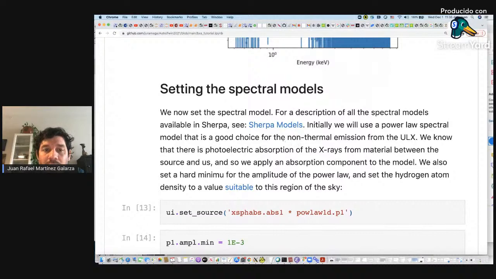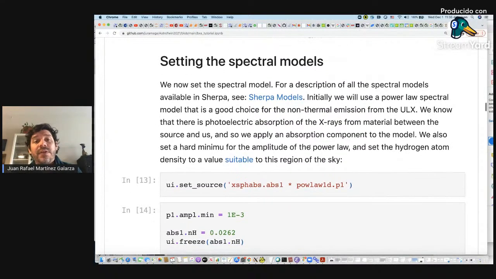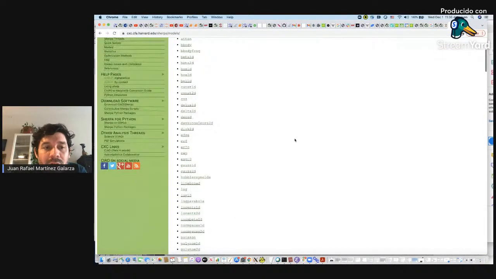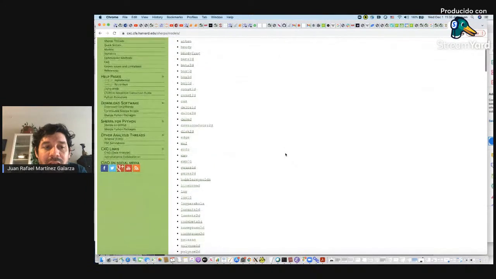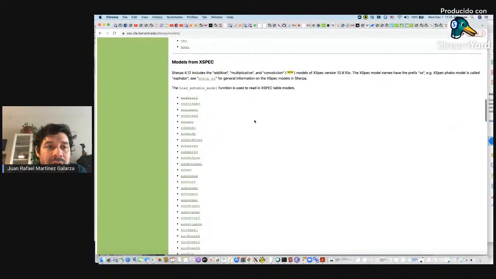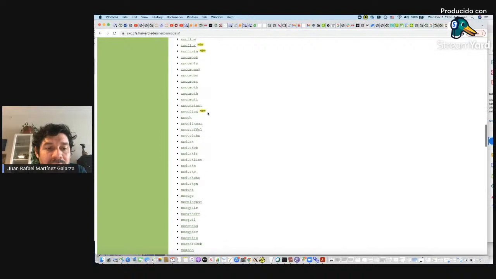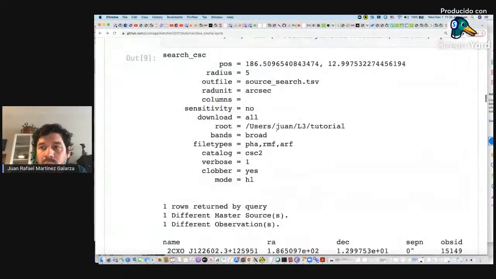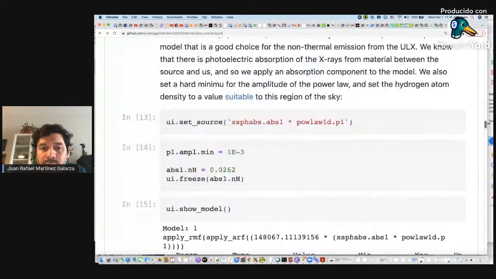So if you're interested in all the models that Sherpa has for spectral fits of X-ray bodies, then you can go to this link here that will list all of the different available models that you can use in fits for Sherpa. In particular, the ones that start with XS are spectral models. So you have many different models that describe different types of physics. And of course, I did not have time here to describe all of them, but I will at least focus on a couple of them. And now I went back to my notebook. Let's go back to where we were before.